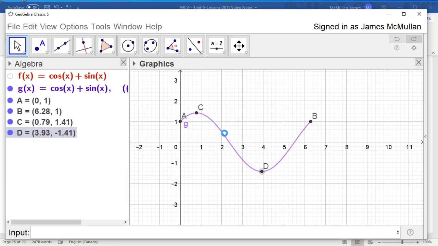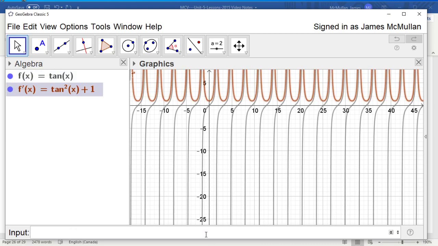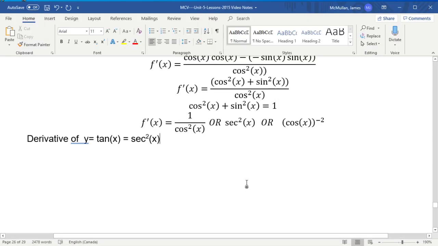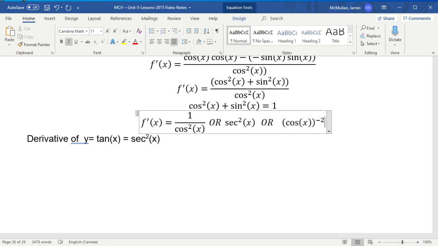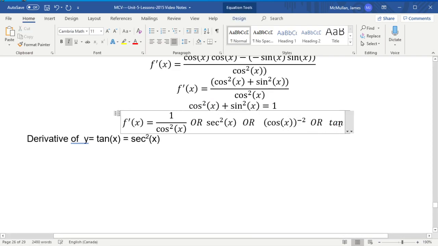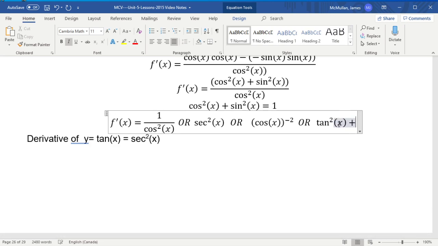So I'm going to draw tan x. I'm going to take its derivative, and it gives you tan squared x plus 1. But of course, tan squared x plus 1 is secant squared. It's the same thing. So that actually is also a very good way of taking the derivative. Let's write that down as well: tan squared x plus 1.